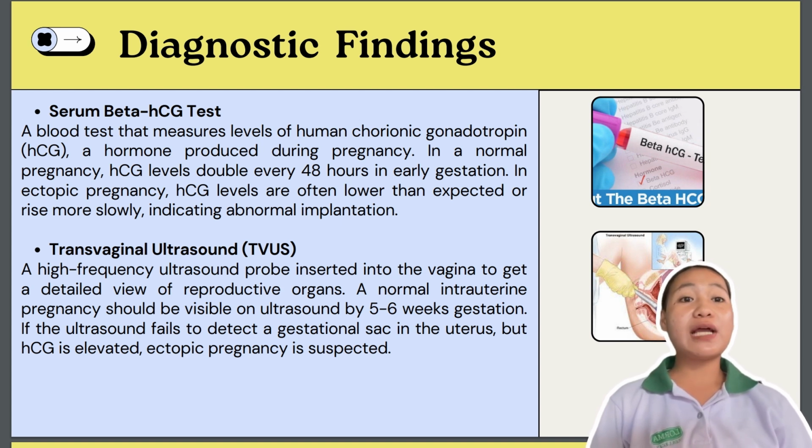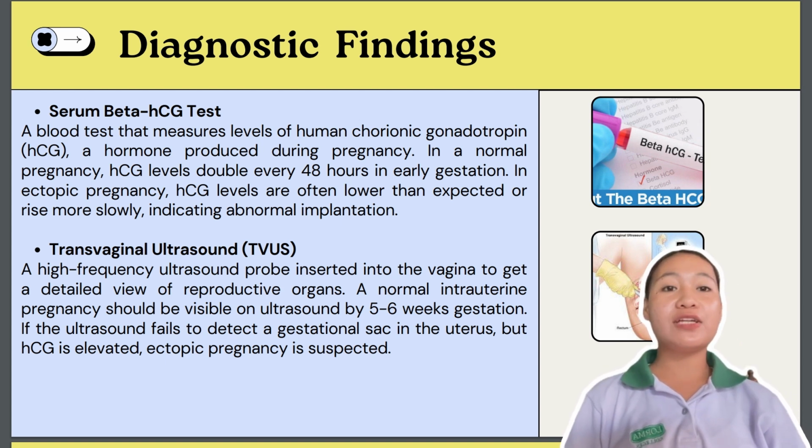For example, if a pregnant woman's HCG level is 1,500 international units per liter, after 2 days her HCG level is checked again but only rises to 1,700 international units per liter instead of doubling. This slow increase suggests ectopic pregnancy.